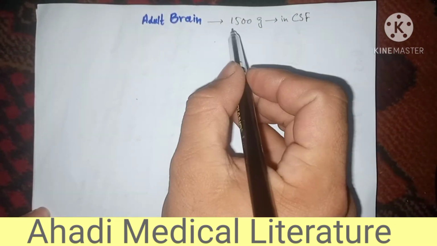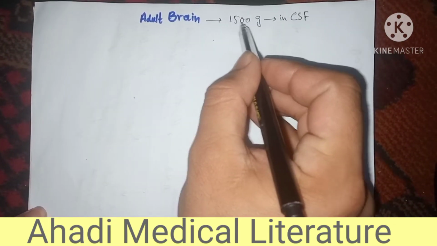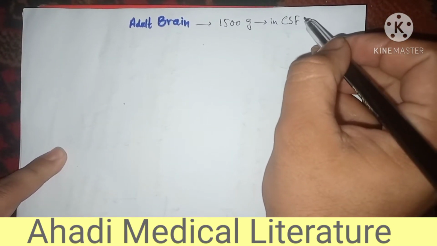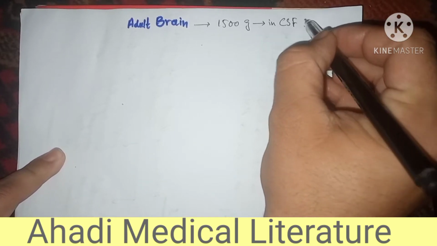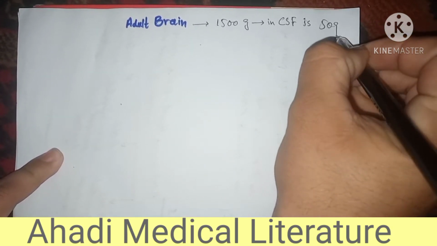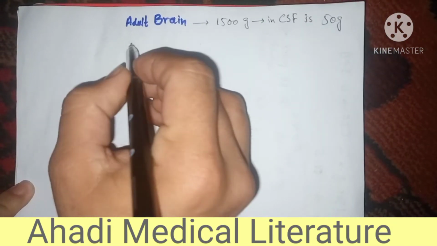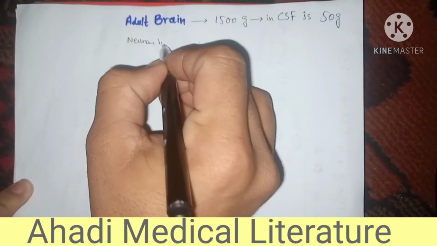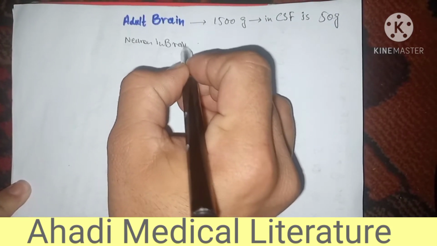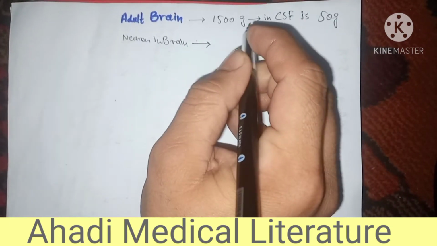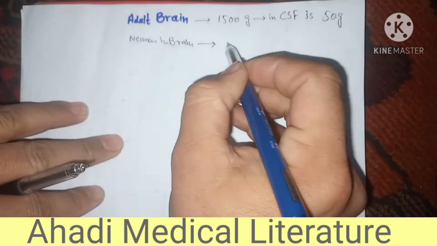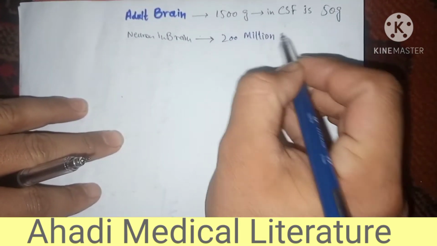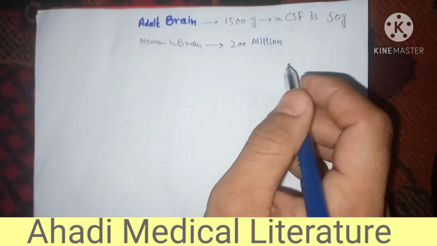The adult brain weighs 1500 grams. CSF, cerebrospinal fluid, is 50 grams. And the total neurons in the brain are 2 million to 200 million.